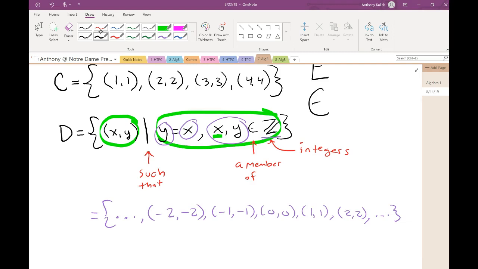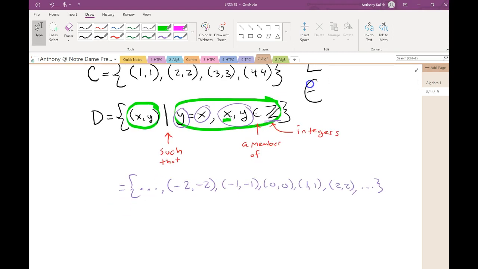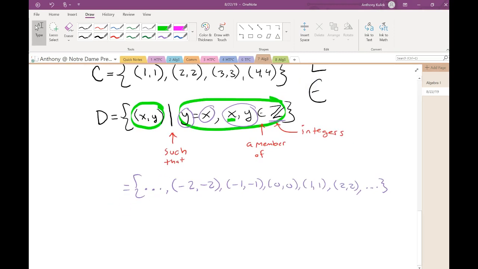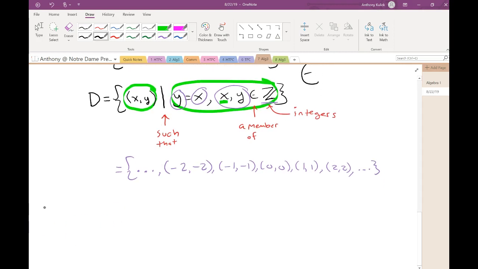Questions about relations. Okay. The next thing I want to do is define the focus of this lesson, which is a function.